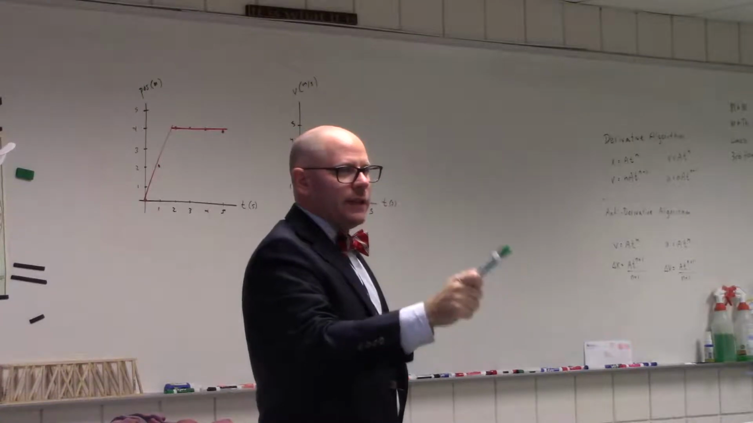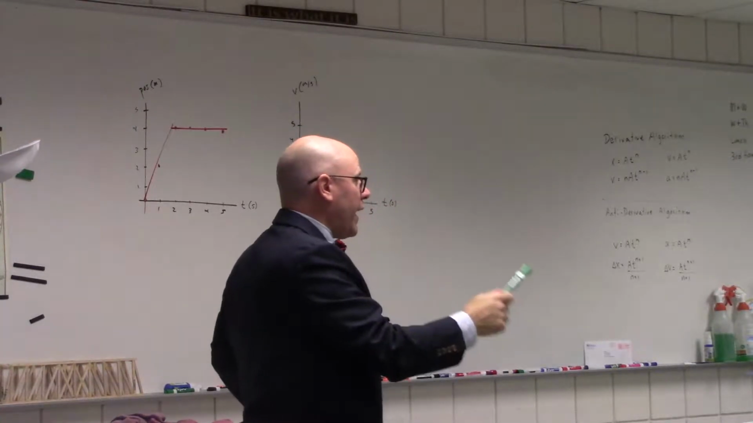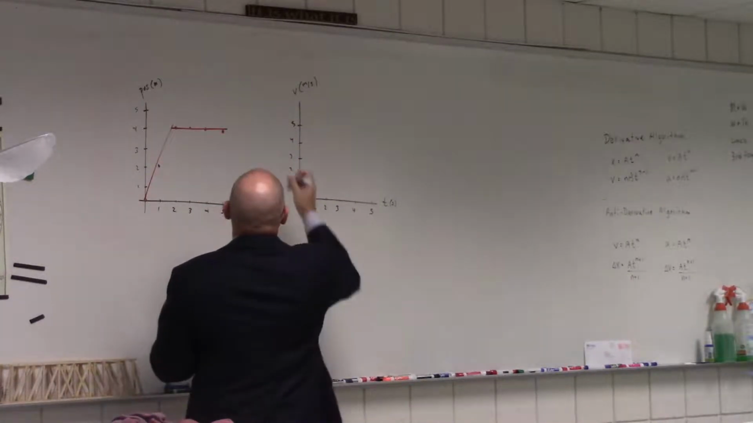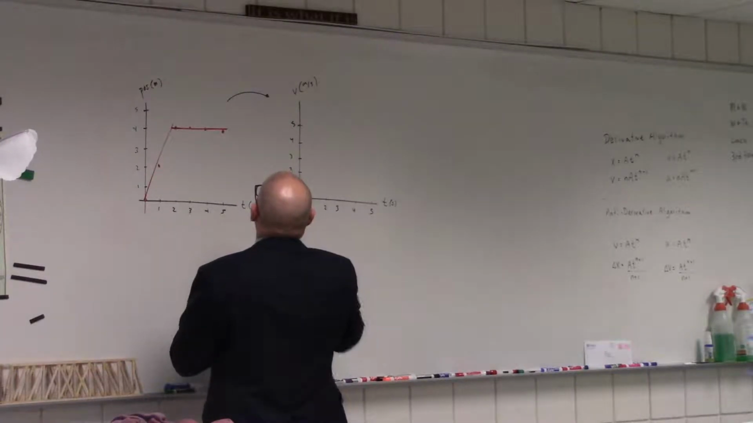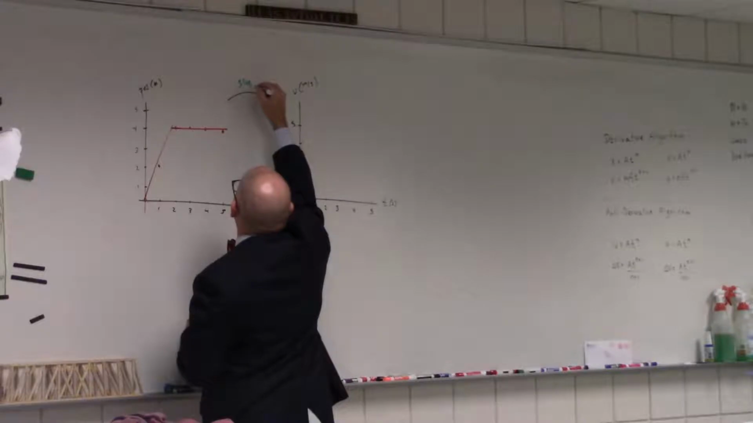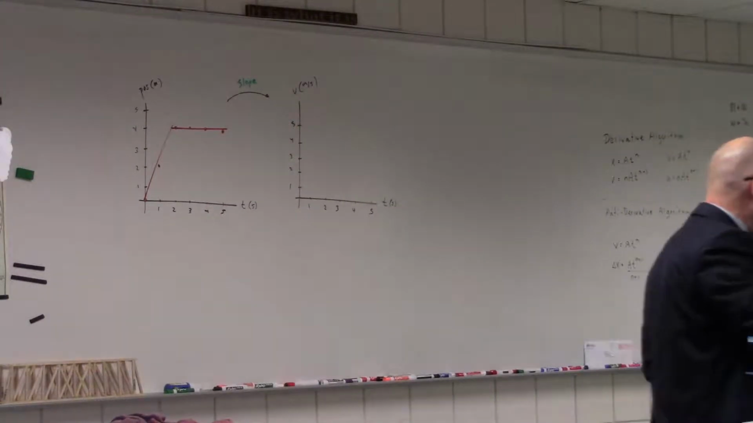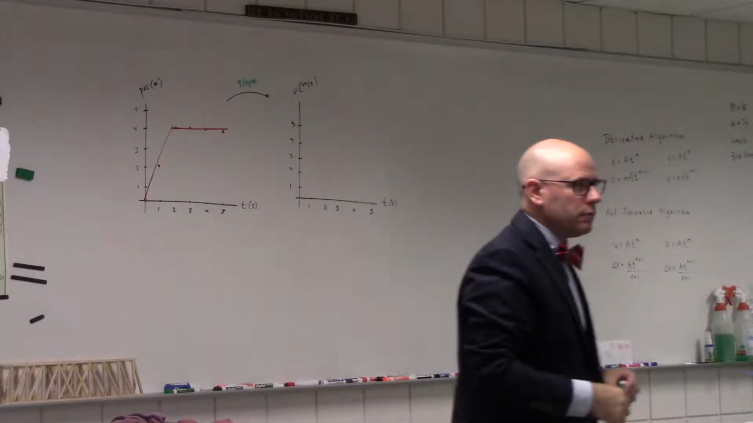How do you figure out the velocity if you're given the position graph? This is the most important thing. How do you find the velocity if you're given the position graph? If you want to go from position graph to velocity graph, you're looking at the slope. Okay? So I would draw that right on there, right? Draw a little arrow, write slope over the top. This is how you go from position to velocity. You analyze the slope.